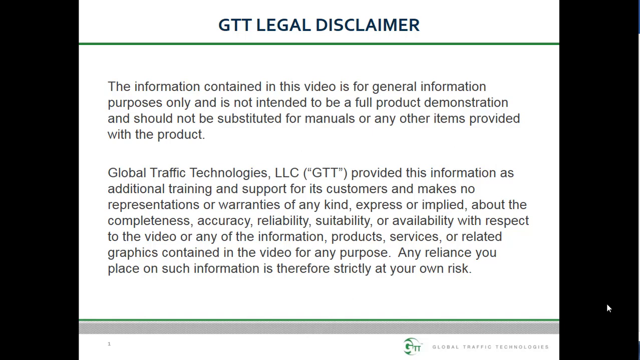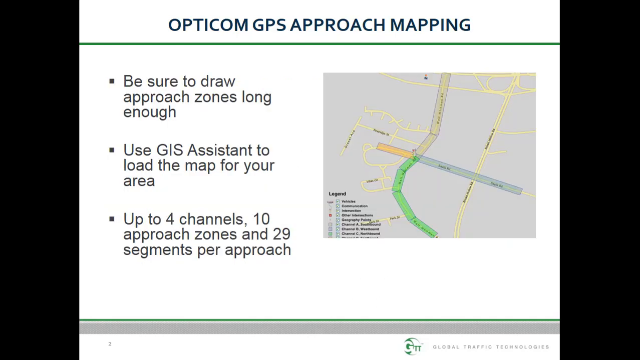This video provides an overview of the details and process for creating Opticom GPS approach maps. Approach maps define the area that the vehicle needs to be in to qualify for EVP and TSP. Vehicles must be in the zone in order to place an EVP or TSP call, so it is very important to make the zones long enough so that they can initiate a call when needed.